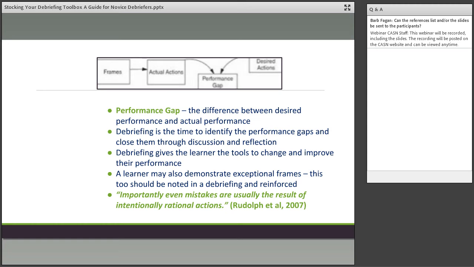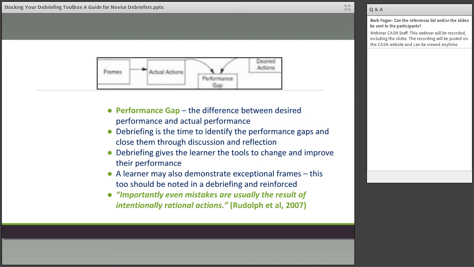And then I like this quote a lot at the bottom, and not even just in simulation, but in general. Importantly, even mistakes are usually the result of intentionally rational actions. I tested a group of students one time on doing vital signs, and somehow, after 8 students in a row had all said to me that oxygen saturation had to do with when the patient last ate, I figured out this wasn't just 1 or 2 students. This was something that somehow they had learned, they'd misinterpreted, and as a group had learned this together. They weren't doing anything on purpose, so that was up to me to find. I found that performance gap and correct it and close it.